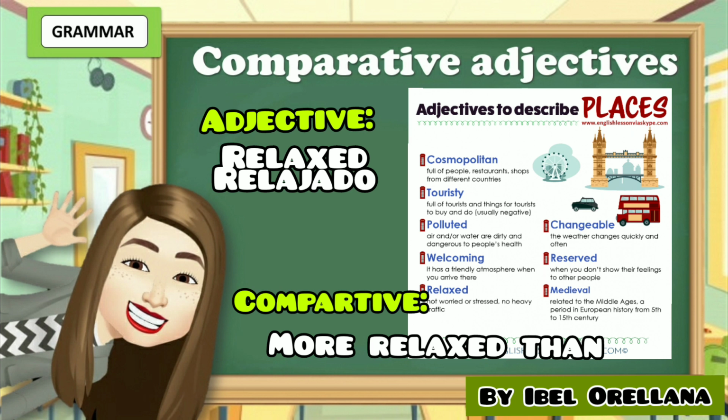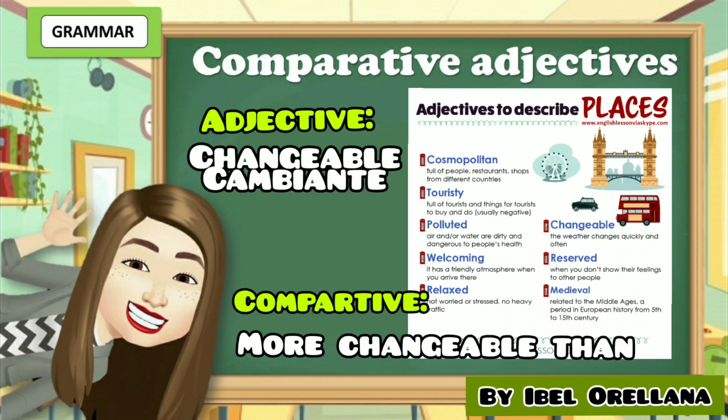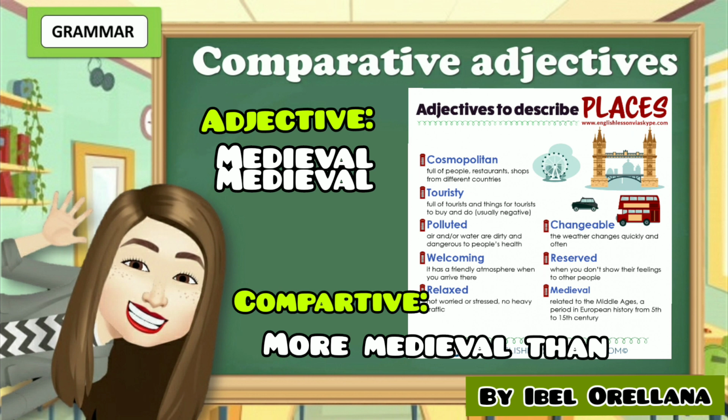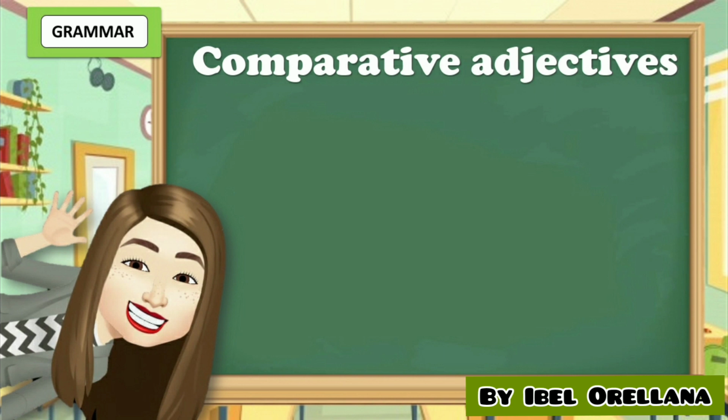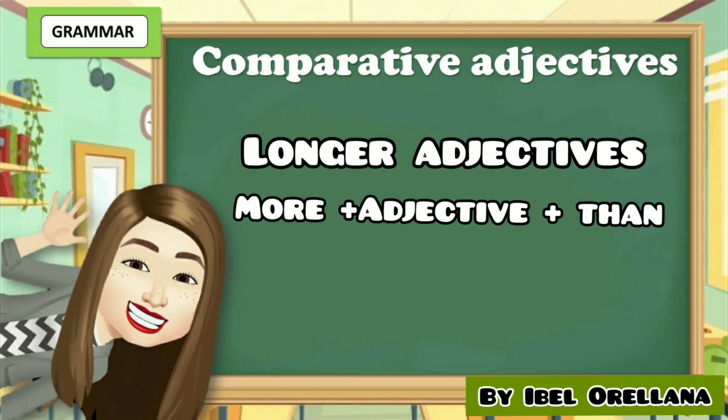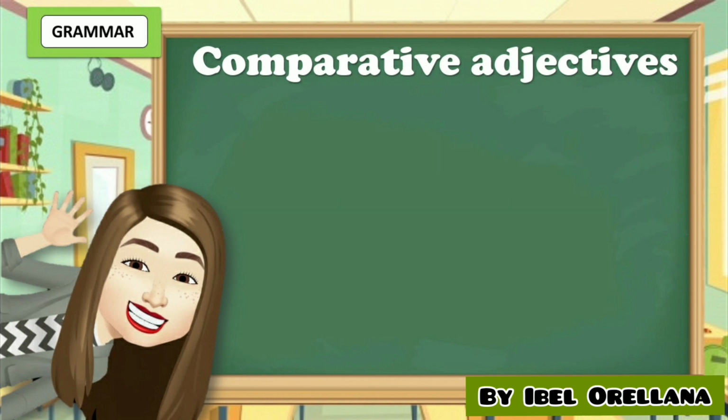Adjective: relaxed. Comparative: more relaxed than. Adjective: changeable. Comparative: more changeable than. Adjective: reserved. Comparative: more reserved than. Adjective: medieval. Comparative: more medieval than. As you notice, when we have longer adjectives, we use more plus adjective plus than.